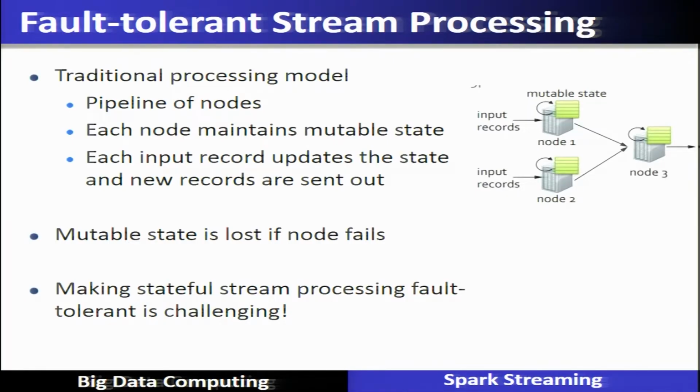Now, before going into more detail about Spark streaming, let us see how fault tolerance is achieved in stream processing systems. Traditional processing models use a pipeline of different nodes, and each node maintains mutable state; each input record updates the state and new records are sent out. Now, the problem with the previous systems was that the mutable states were lost if the nodes failed, and this is a norm. Failure of nodes is a norm rather than an exception.